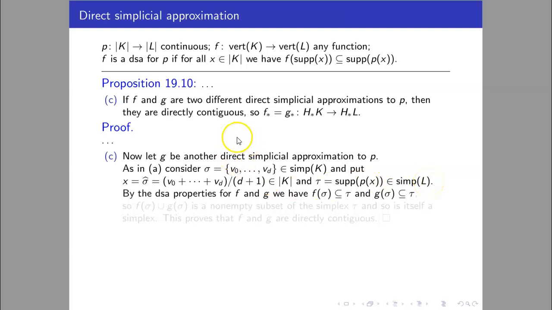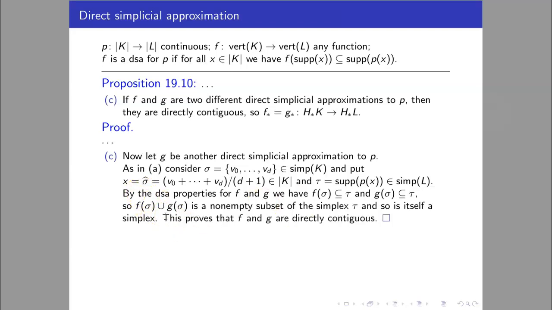So as we mentioned in the proof of A, the direct simplicial approximation property for f tells us that f of sigma is contained in tau. But the direct simplicial approximation property for g tells us that g of sigma is contained in tau. And so if we take the union of those two things, that's still a subset of tau, and it's still non-empty. And by the basic fact about simplicial complexes, any non-empty subset of a simplex is a simplex. So we see that f of sigma union g of sigma is a simplex. And that, by definition, is what it means for f and g to be directly contiguous: you take f of sigma union g of sigma, and that's supposed to be a simplex for any sigma. And so that's the end of this proof.